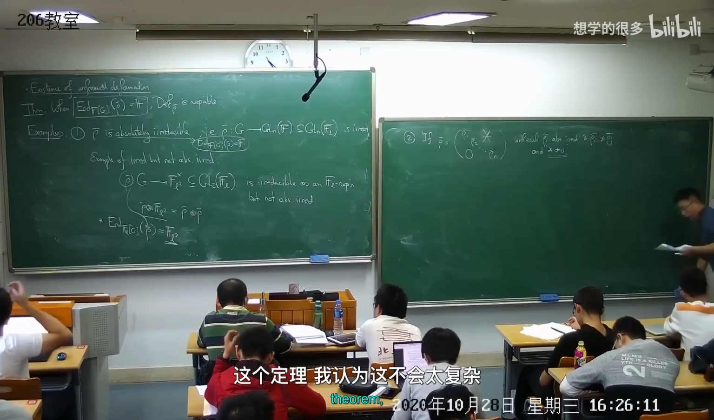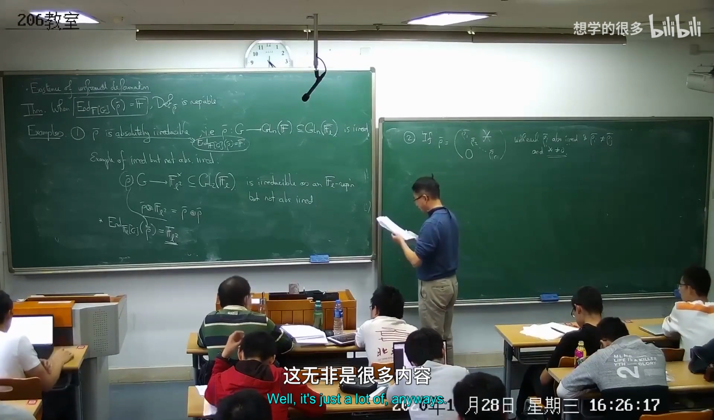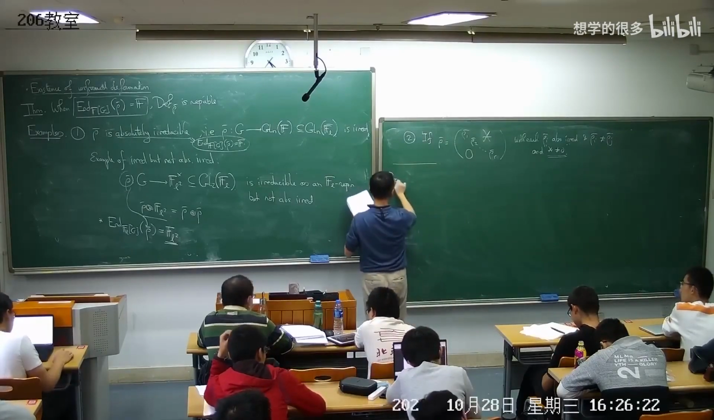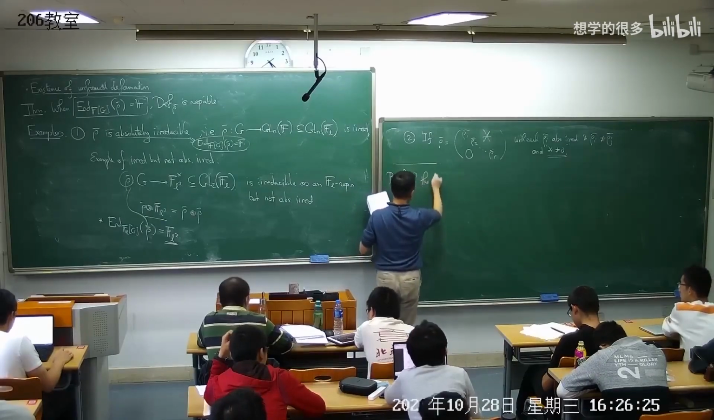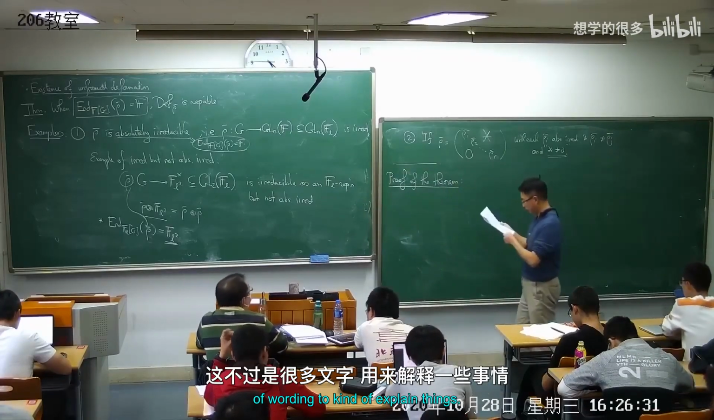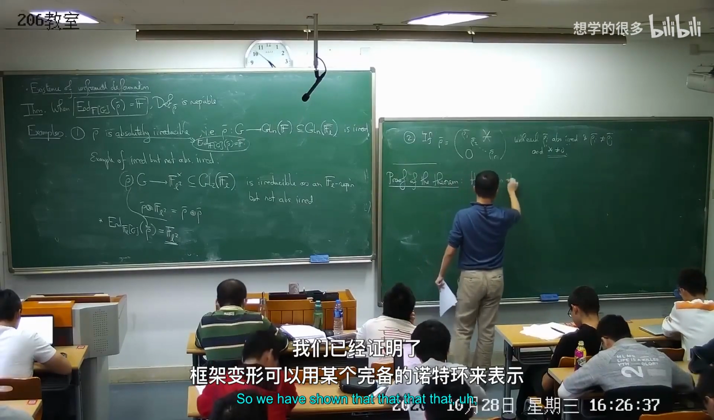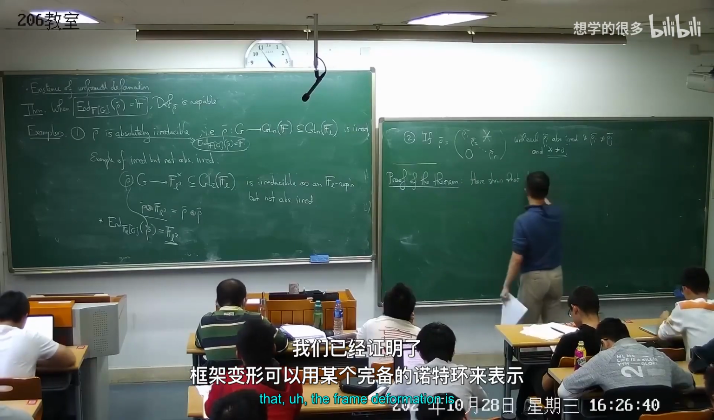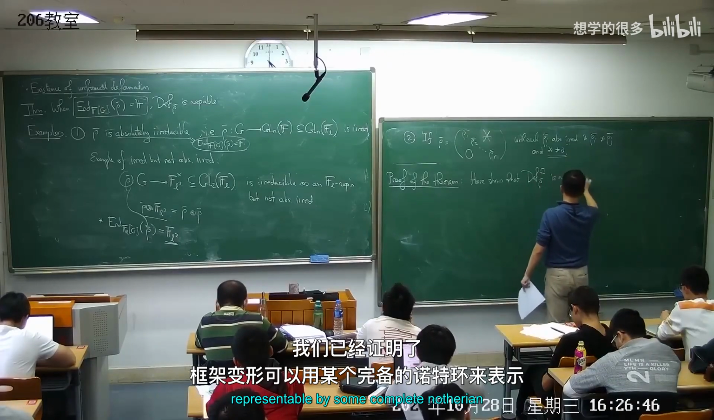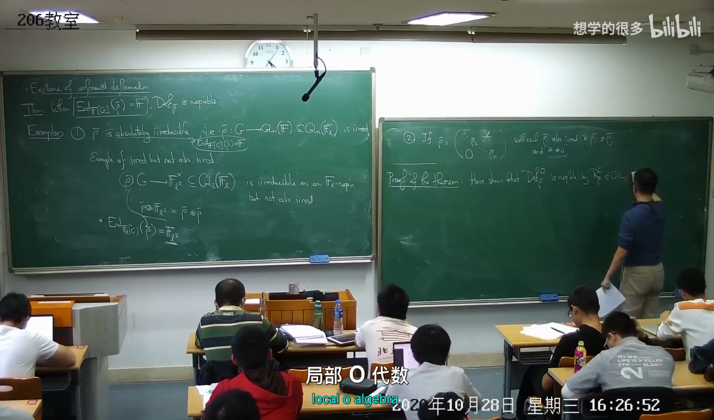Okay, let's get back to the proof of the theorem. I think this shouldn't be too difficult. It's just a lot of wording to kind of explain things. So we have shown that the framed deformation is representable by some complete Noetherian local O-algebra.